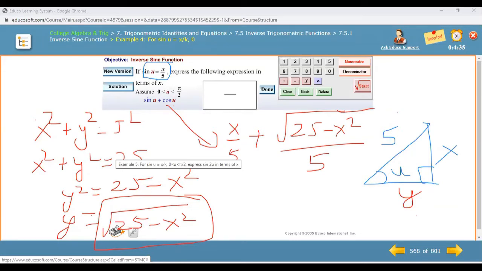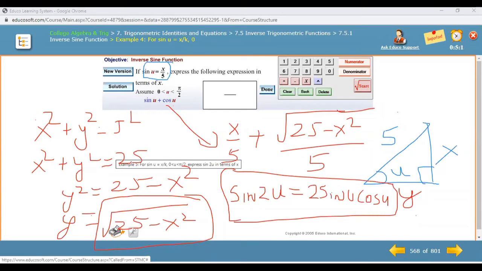Now, in the same way, they can ask you to express sine 2u in terms of x. What is sine 2u actually? If you remember the double angle formulas, sine 2u is 2 sine u cosine u. Sine u is given, and we actually calculated cosine u from here. We multiply sine and cosine and multiply by 2, and from here we can get sine 2u.